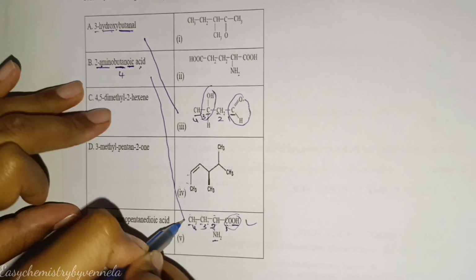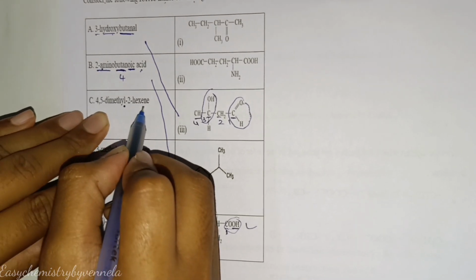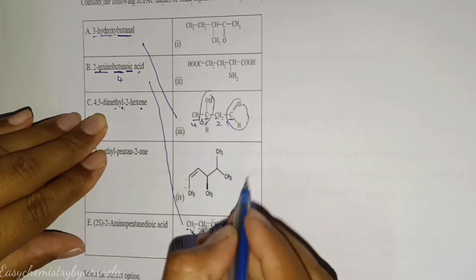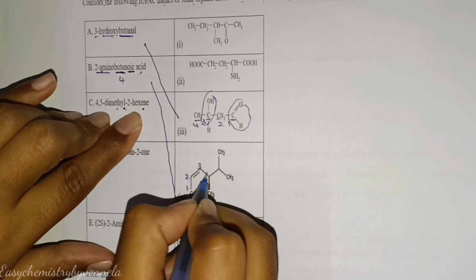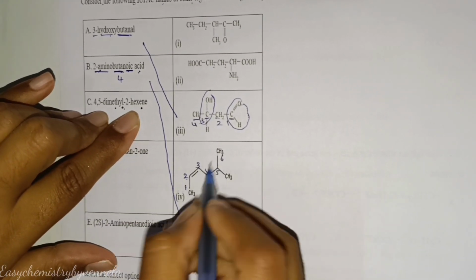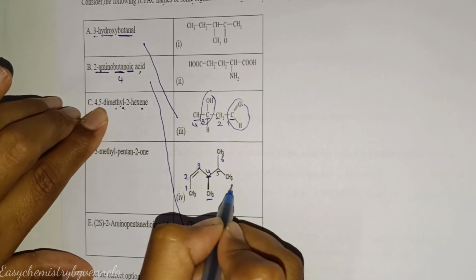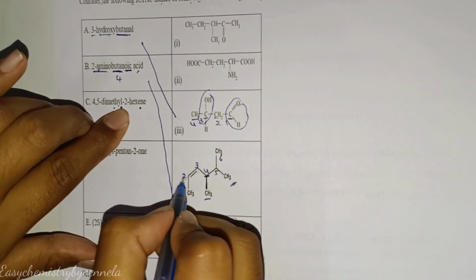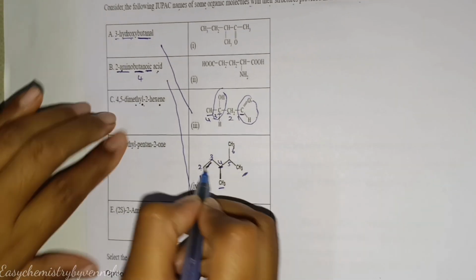Next, 4, 5 dimethyl 2 hexene. 4, 5 dimethyl. Hexene means 6 carbons are present. See, 3, 4, 5, 6 carbons. This is 4, 5 dimethyl 2 hexene. Here it is double bond, so it is 2 hexene. This is the correct one.